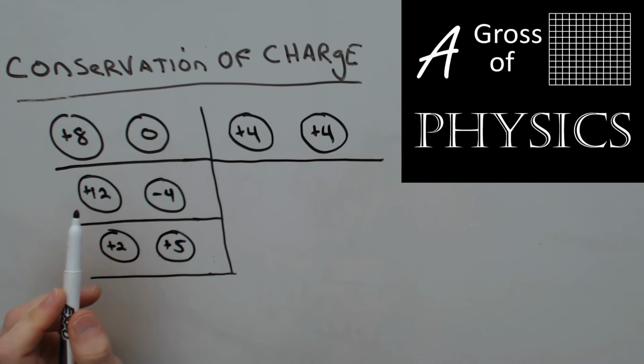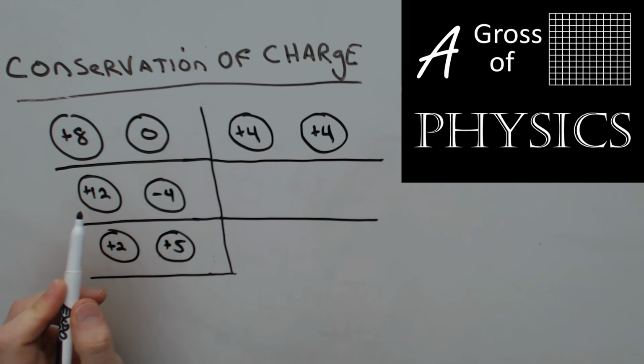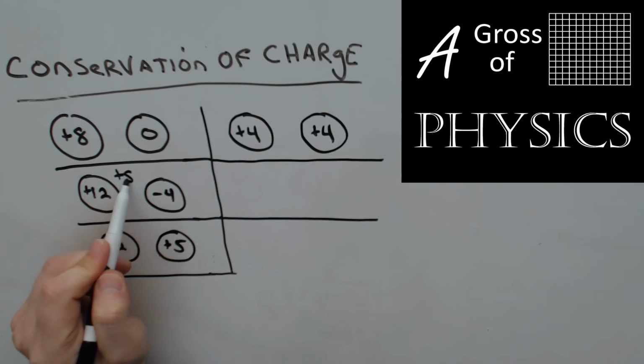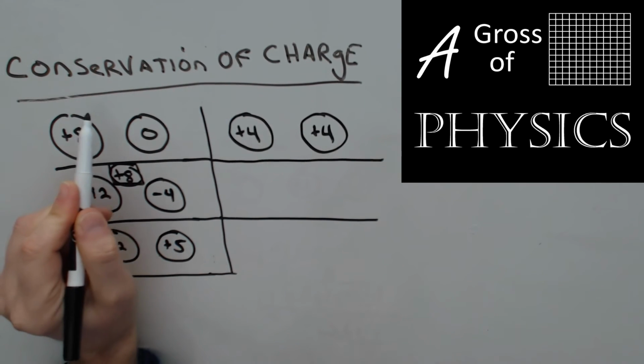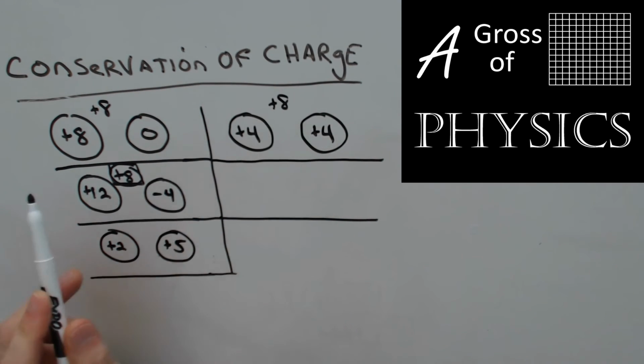for each sphere. For the next one, we have plus 12 and minus 4. So the total charge in this system is still plus 8. And what you could do is write total charge, but if you write it in a circle, it might get confusing. So I'm just going to write the total charges of each of these on the top in between them.